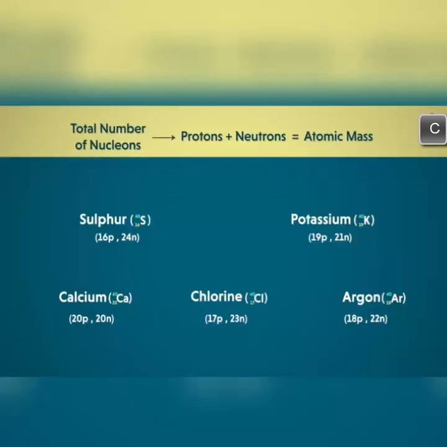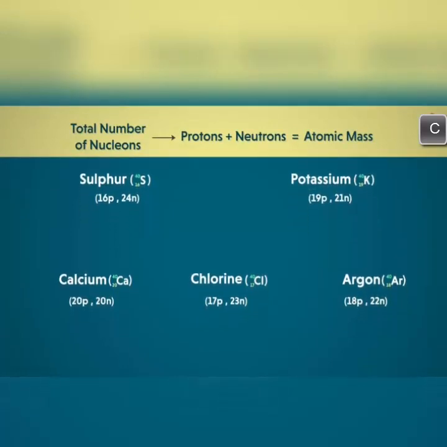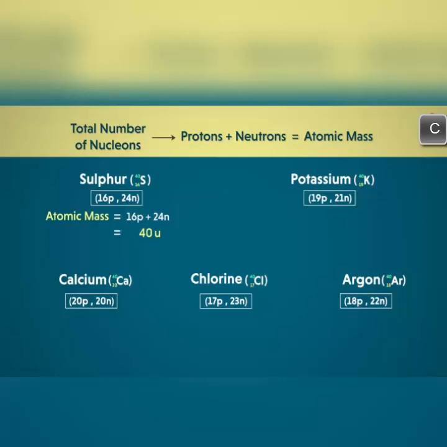Therefore, in the case of sulfur, the number of protons is 16 and the number of neutrons is 24. And in the case of potassium, 19 protons are there and 21 neutrons are present. Therefore, the total number of nucleons in sulfur is 40 and in potassium is also 40. As well as in the case of calcium, chlorine and argon, all of them have the same atomic mass as that of potassium and sulfur. In all these cases, the number of nucleons is 40.